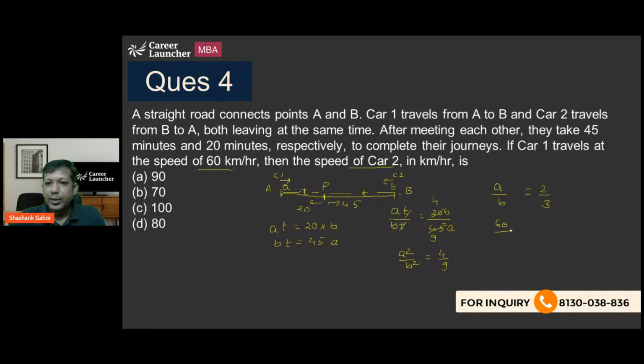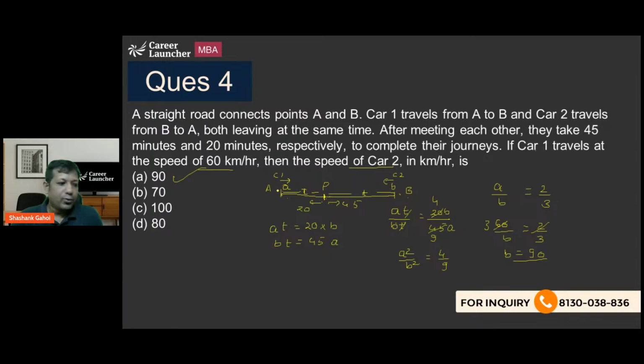So 60 upon B is equal to 2 by 3. So I can say that this is 30. So B comes out to be 90. So speed of car 2 is going to be 90, and that's going to be the answer of this question. You can directly figure that out. I hope everyone is clear with this solution.